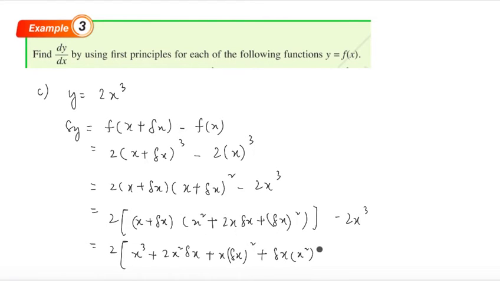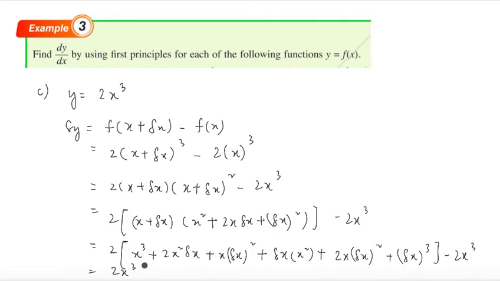Second to first, second to second plus 2x delta x, whole thing squared. Third to third, second to third plus delta x power 3, minus 2x cubed. Okay, now the 2 may go inside. Inside, can we simplify or not? Cannot. So just continue. Alright.